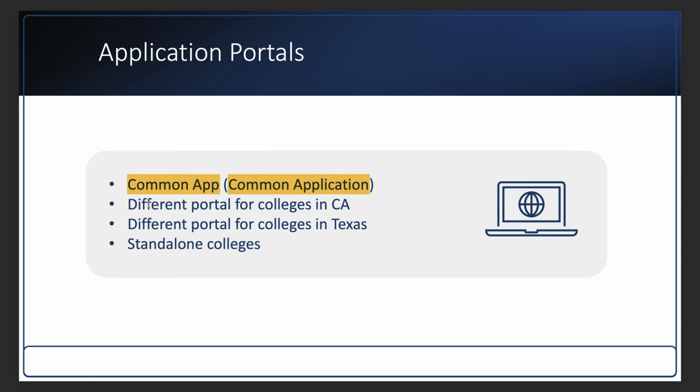No, the Common App is not the only online application portal. There are others as well. For example, universities in California state or Texas state have different application portals. No matter what application portal you use, almost all the universities will start accepting applications almost 1 year in advance.